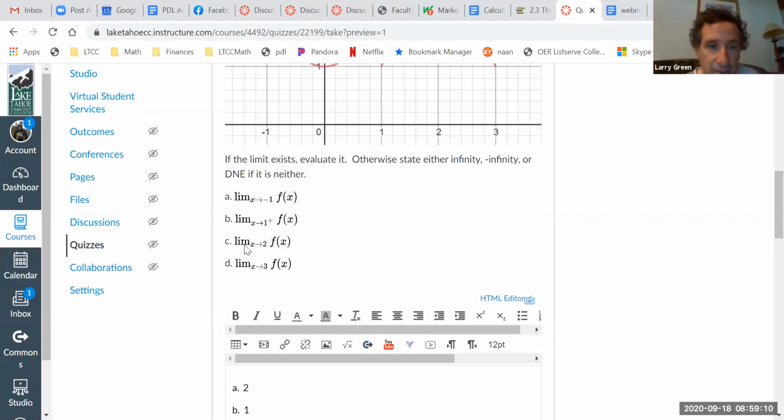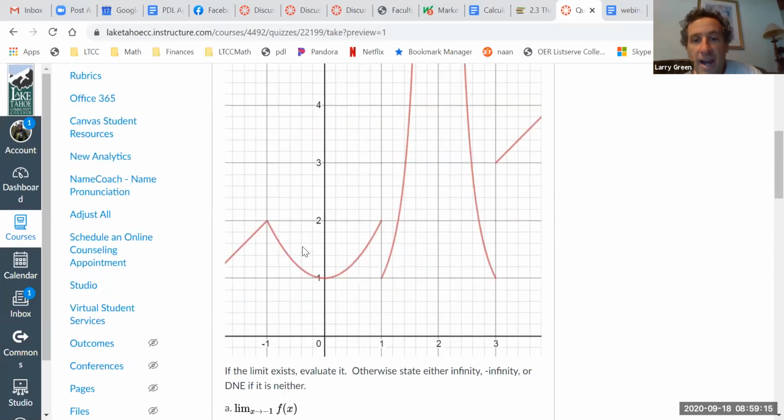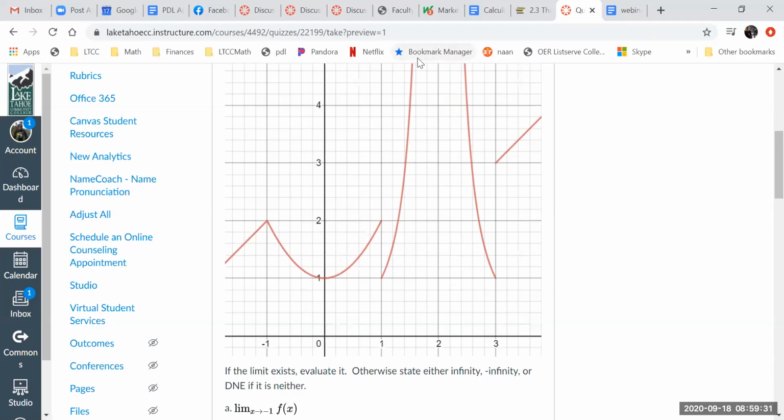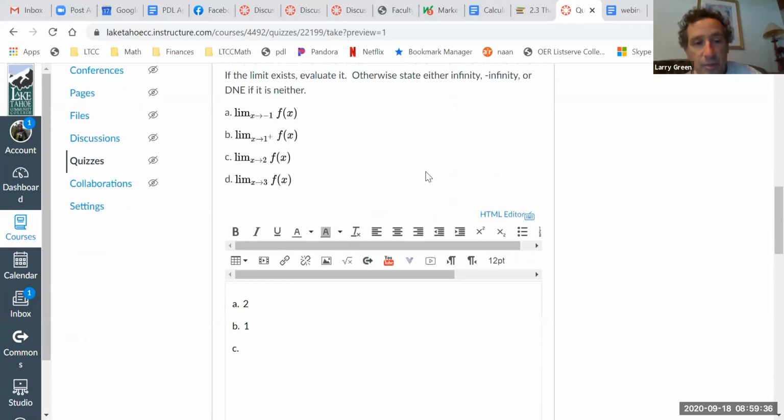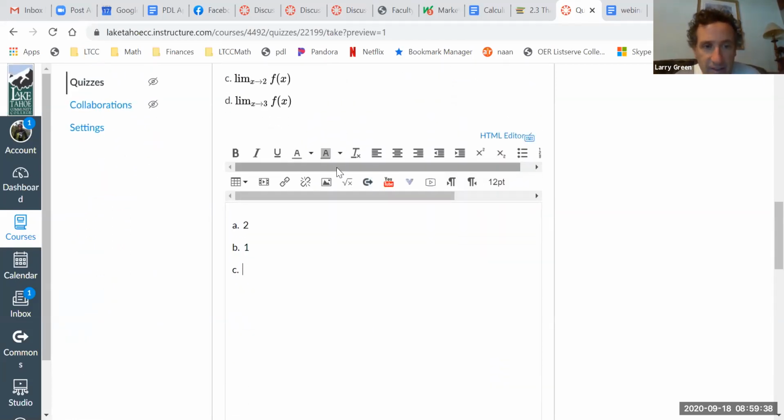Okay, so C is the limit as x goes to 2 of f of x. So now here's 2. And again, now you have to go left and right because there's no superscript on the number. And as you move towards 2, where are you going? It looks like infinity. Yeah, this goes towards infinity. So there's an asymptote here. So for part C, the answer is infinity. Any questions on that so far?